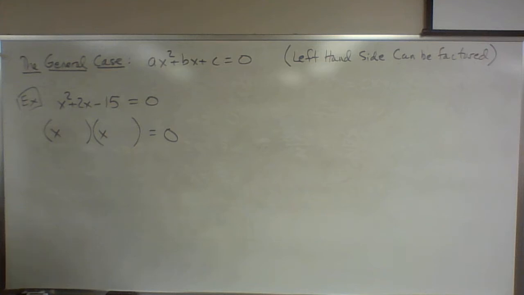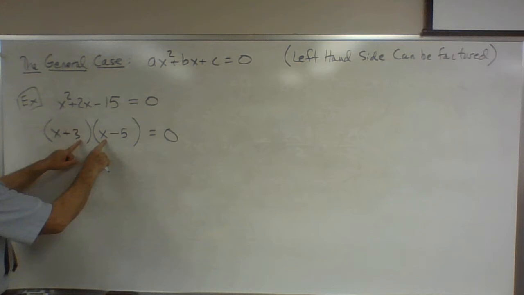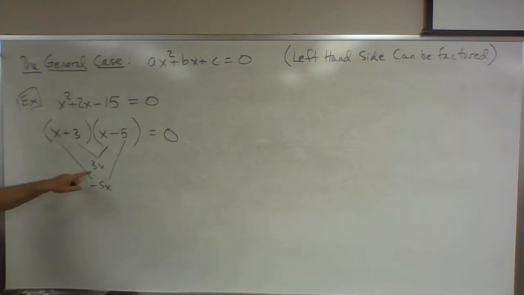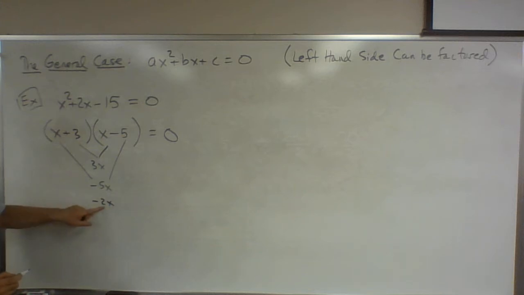So let's see, I'm guessing 3 and 5. So x plus 3, x minus 5, let's see. 3 times x is 3x. And negative 5 times x is negative 5x. When we add these two together, we get negative 2x. Oops, we got a positive 2x here. So it looks like we have our signs wrong.